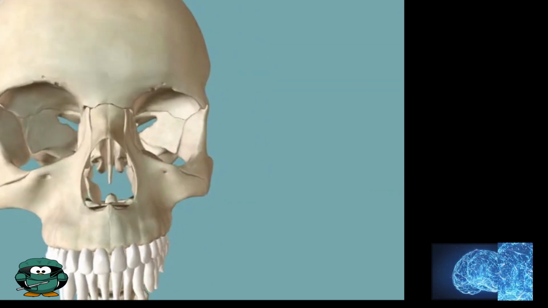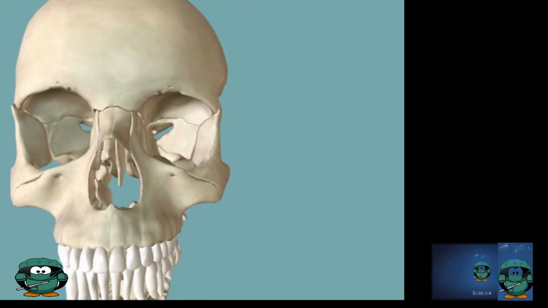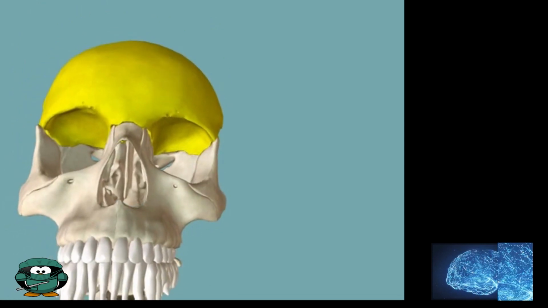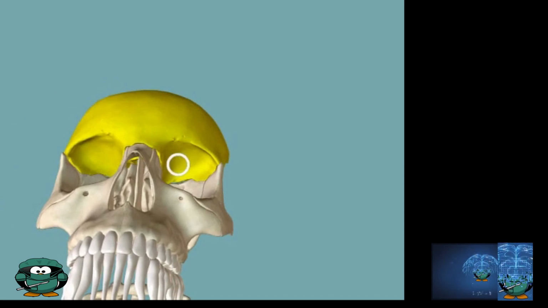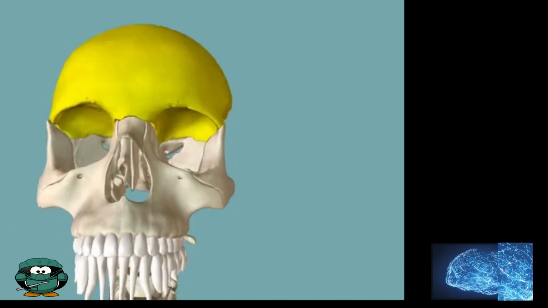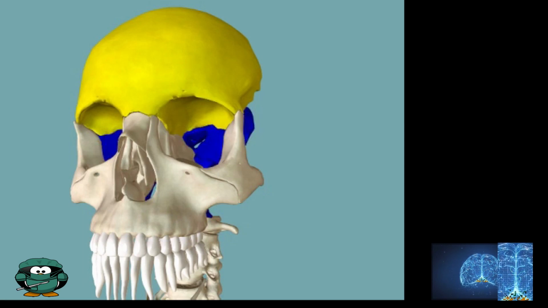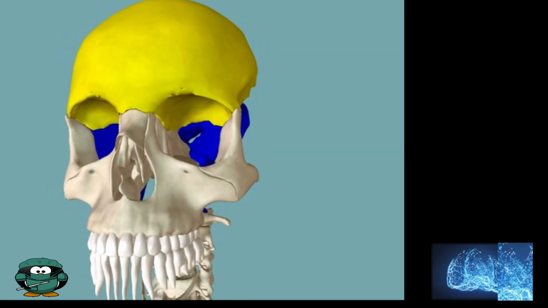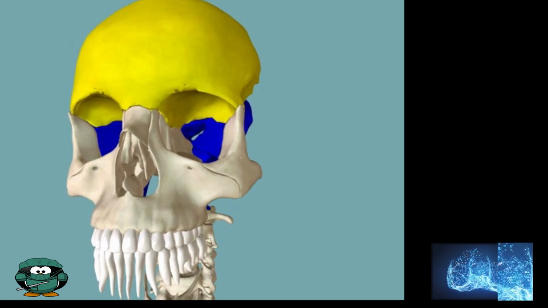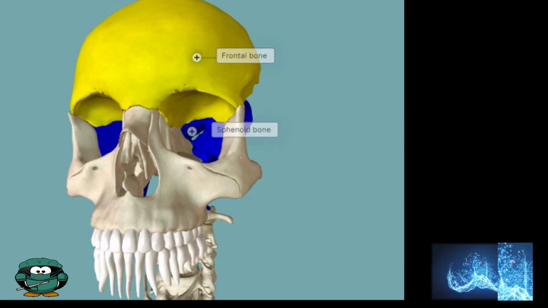So first we'll discuss the roof of the orbit. The roof is formed by the frontal bone here. As you can see, it is concave in structure, and apart from the frontal bone, one more structure forms the roof. Seeing from this side, one small portion of this bone forms the roof of the orbit. This is the lesser wing of the sphenoid bone. So this is the frontal bone and this is the lesser wing of the sphenoid bone.